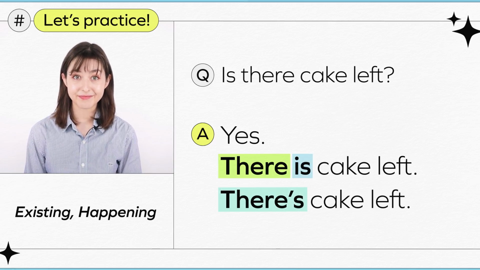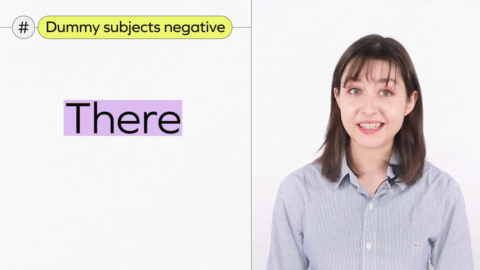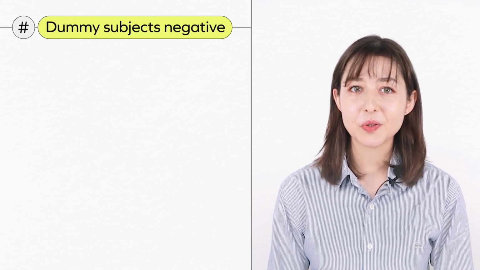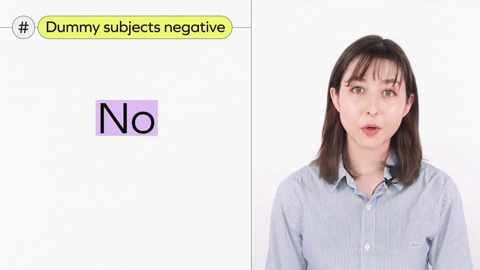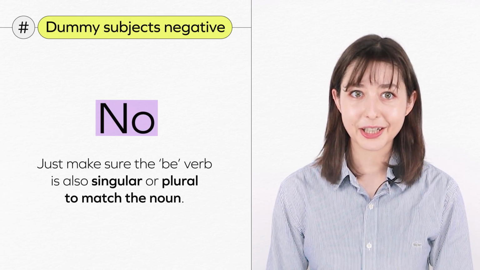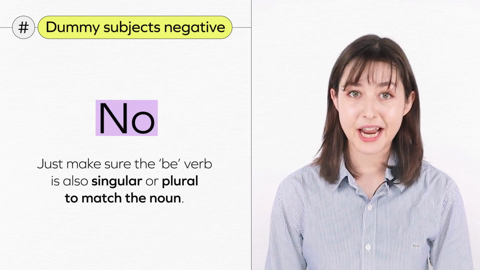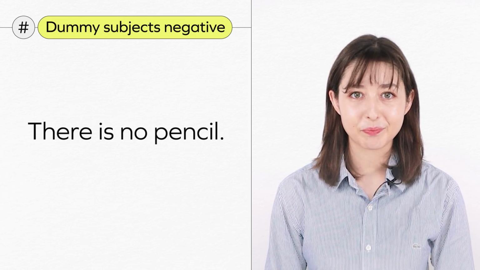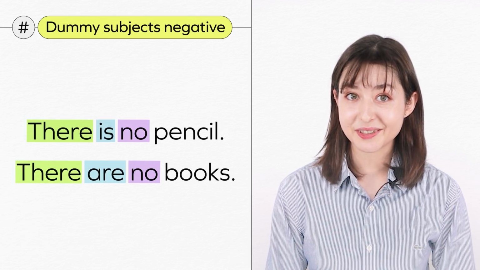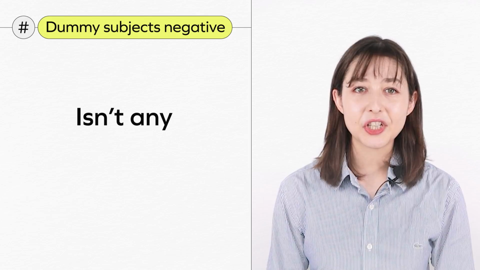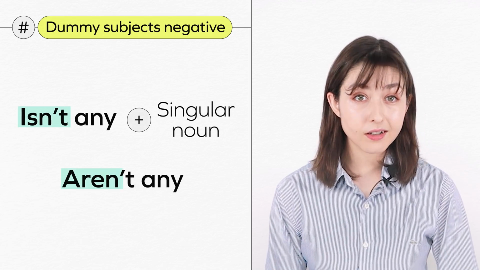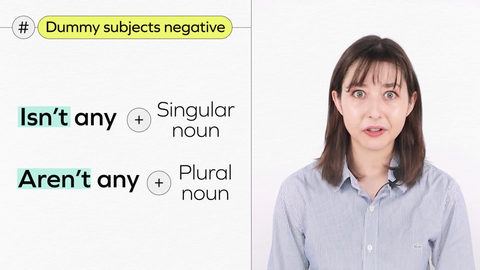There's cake left. There are 2 ways to make the dummy subject there negative. First, you can use no and follow it with a singular or plural noun. Just make sure the be verb is also singular or plural to match the noun. For example, there is no pencil. There are no books. Second, you can use isn't any and follow it with a singular noun, or aren't any and follow it with a plural noun.